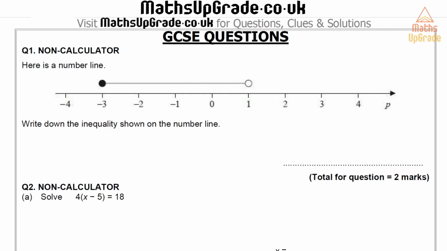The first set of questions are all non-calculated questions. Question 1, 2 marks. We're asked to write down the inequality shown by that number line there.